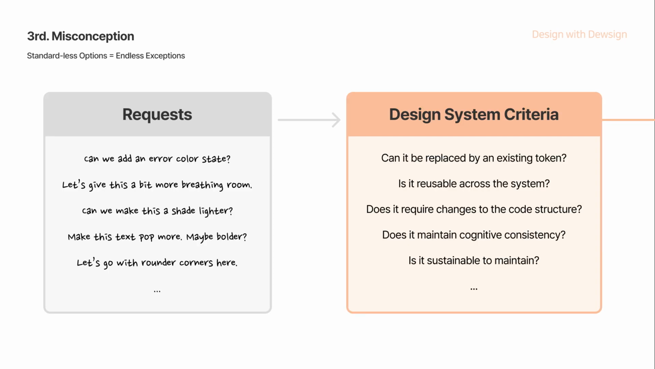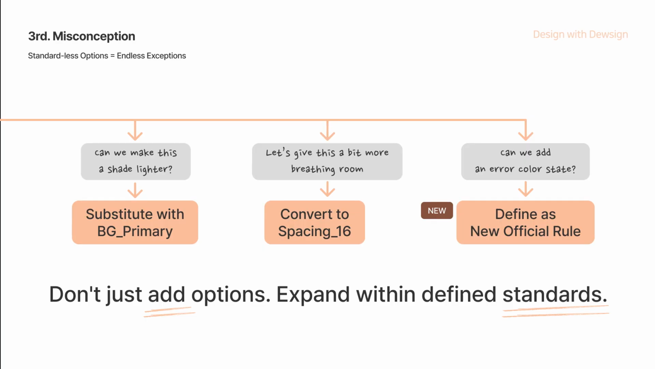In the course of our actual work, we receive a wide variety of requests from other departments or fellow designers. At this point, design system leads shouldn't just accept every request as it is. They must be able to objectively filter these requests through the design system criteria that we have established. For instance, you decide whether it can be sufficiently replaced by an existing option, whether to respond by slightly modifying an existing value, or if it is truly necessary to create a new rule. The important thing is not simply increasing the number of options, but rather expanding the design system in a healthy way within the defined principles.